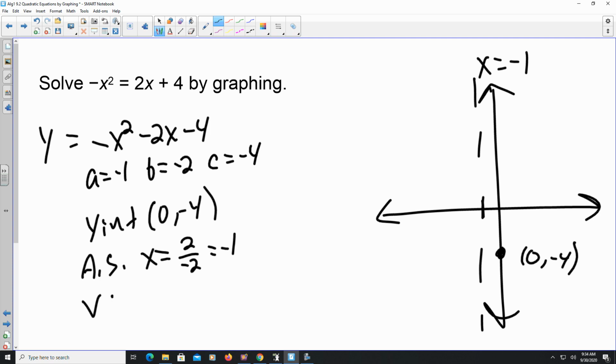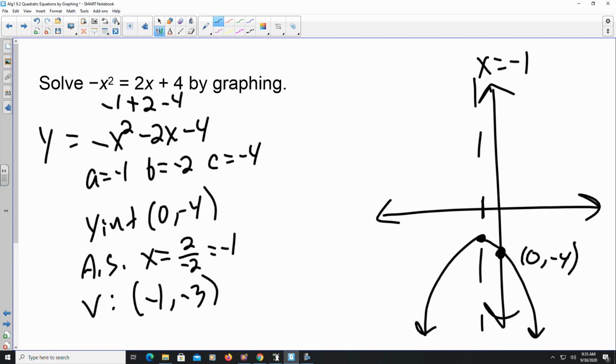Vertex. Negative 1 is x because it comes from the axis of symmetry. So here I get negative 1 squared, which is 1, but then it's got the negative, so that's negative 1. Negative 2 times negative 1 is plus 2, minus 4. So negative 1 plus 2 is 1, and 1 minus 4 is negative 3. So the vertex is negative 1 comma negative 3, just above the y-intercept here. A is negative, so it goes downward.